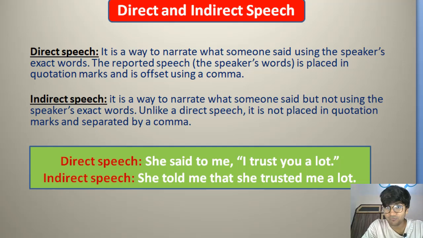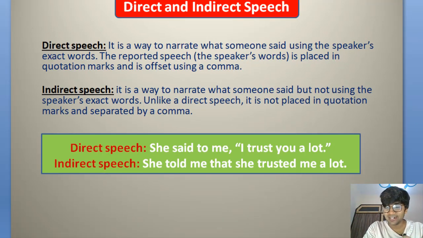In this lesson, we'll specifically talk about how to change direct speech into indirect when the reported speech, the part coming from the original speaker that you are narrating to somebody else, is a question, an interrogative sentence. When such is the case, how do we change the direct speech to indirect? That's exactly what we are going to talk about.